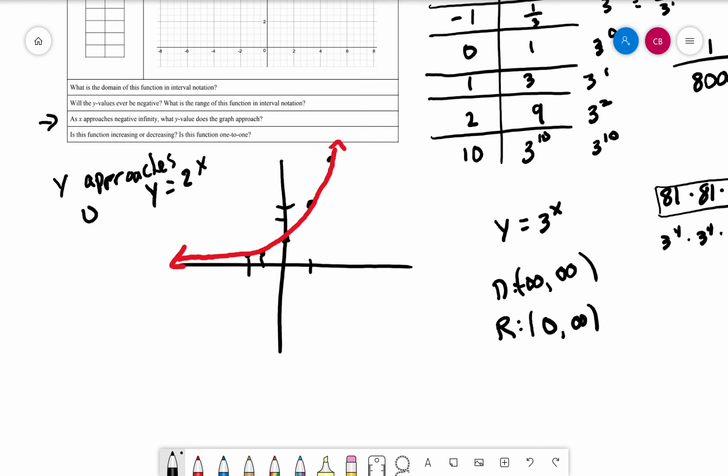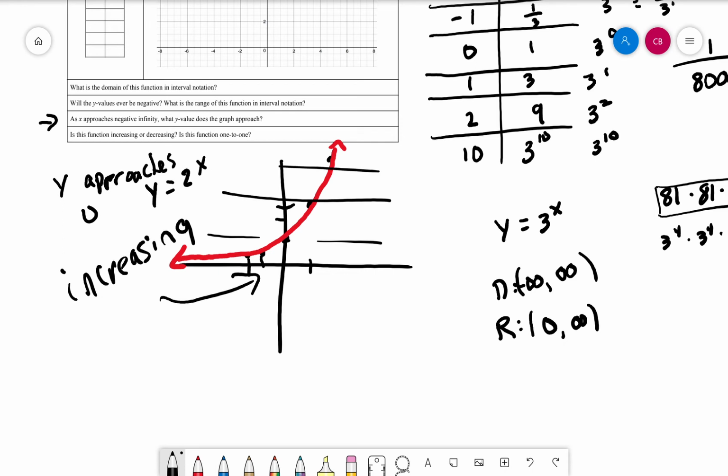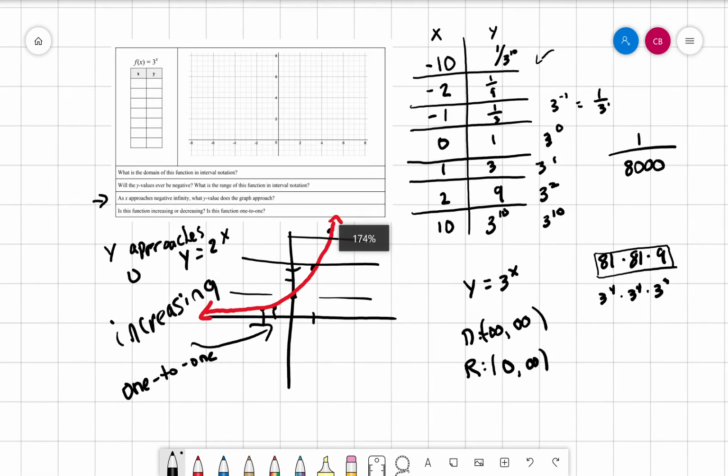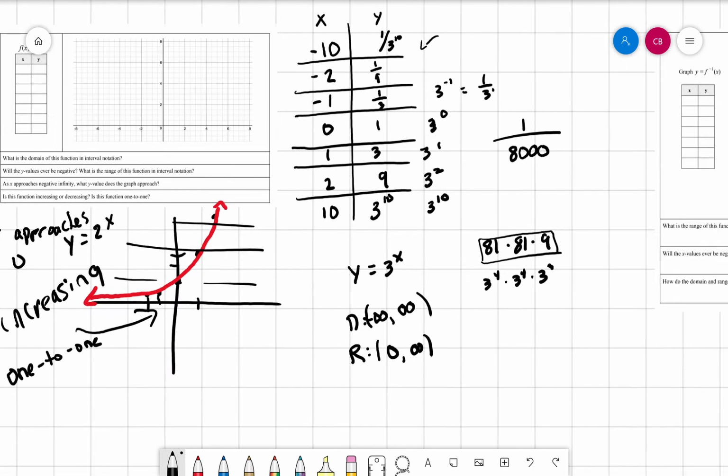Is the function increasing or decreasing? Well, we read that from left to right. This is increasing. And is the function 1 to 1? Well, this is obviously a function. It's called the exponential function, but it also passes the horizontal line test, as you can see. And so 1 to 1. Okay, and that's important, right? Because we know that if something's 1 to 1, then it has an inverse function. Okay, so we can look over here.